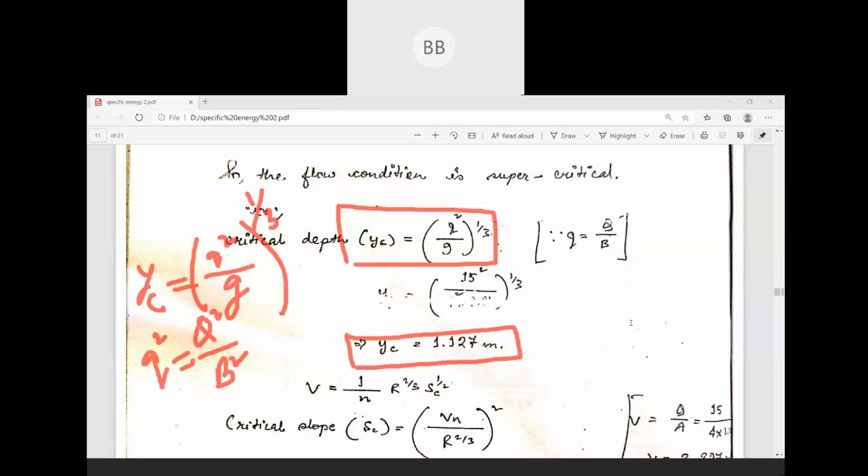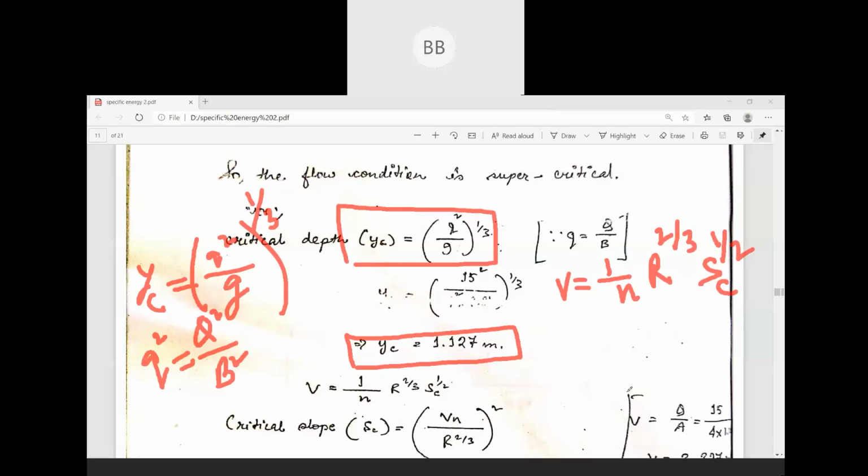So your critical depth will be 1.127. Now the last part, we need to find out the critical slope. Manning's n is given, so we are going to use Manning's equation. V is equal to 1 by n, r to the power 2 by 3, sb to the power half. In place of sb we will consider critical slope to the power half. The expression is same.